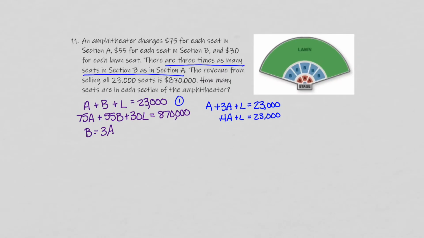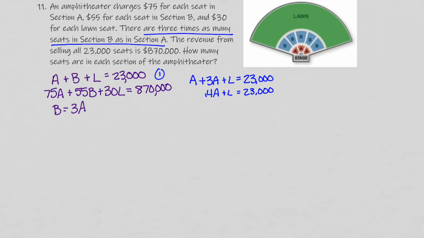Sorry, things just shifted weirdly. Lots of things are happening. Okay, by solving for L, we're going to subtract that 4A. So I have L equals negative 4A plus 23,000. Okay, so now I have an equation for what B equals in terms of A and what L equals in terms of A. So we need to actually find what A is here.